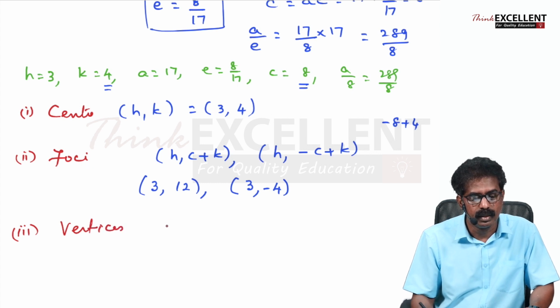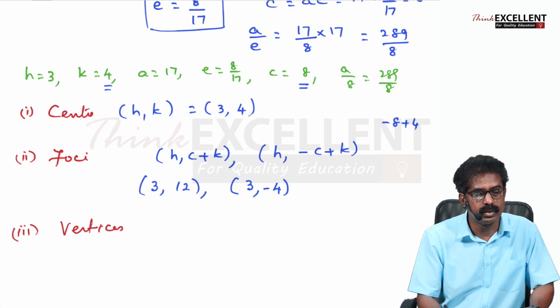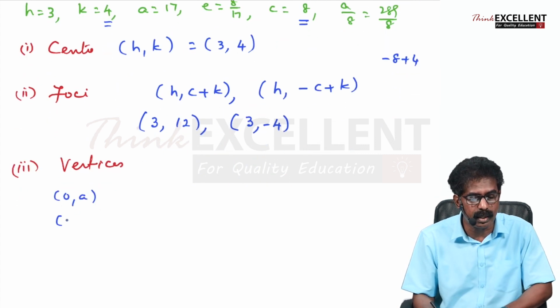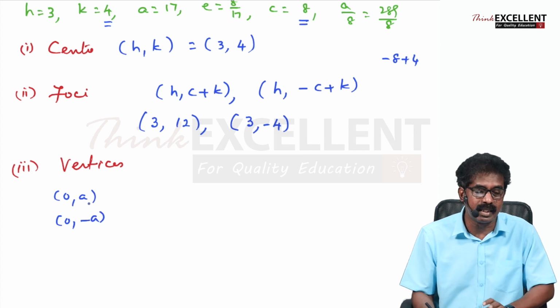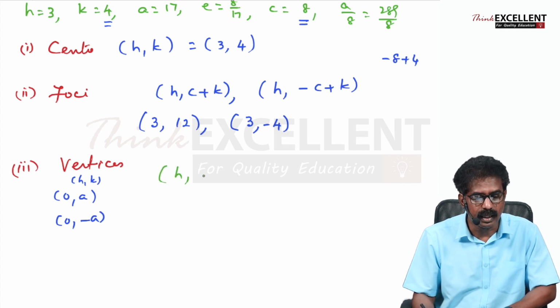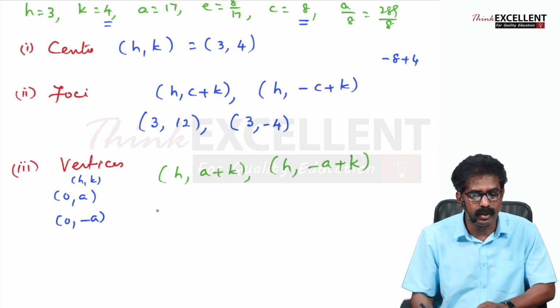Vertices. So there are two vertices. Second type, so the actual formula is (0, a) and (0, minus a) if the center is (0, 0). So here you have to add what? h, k, you have to add it. So what's the formula? 0 plus h, so h, a plus k. That is one vertex. Another one is 0 plus h, it is h, minus a plus k. Substitute the values.